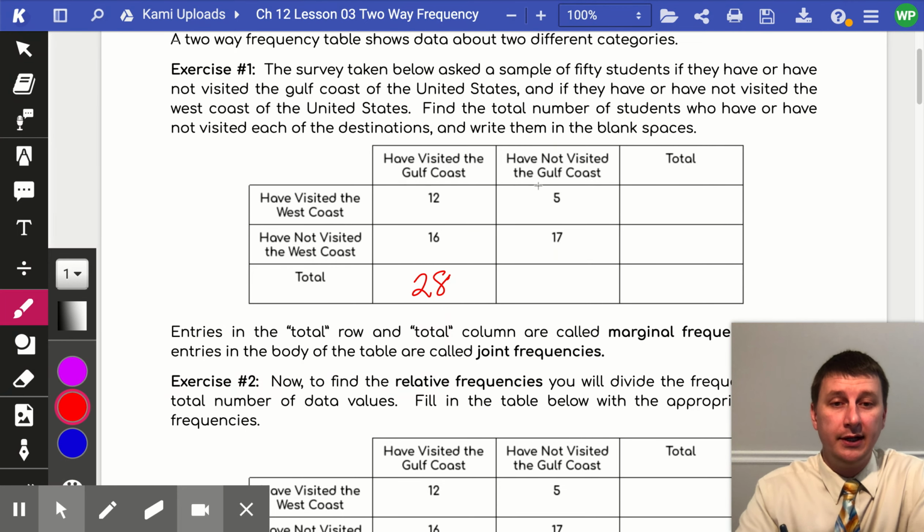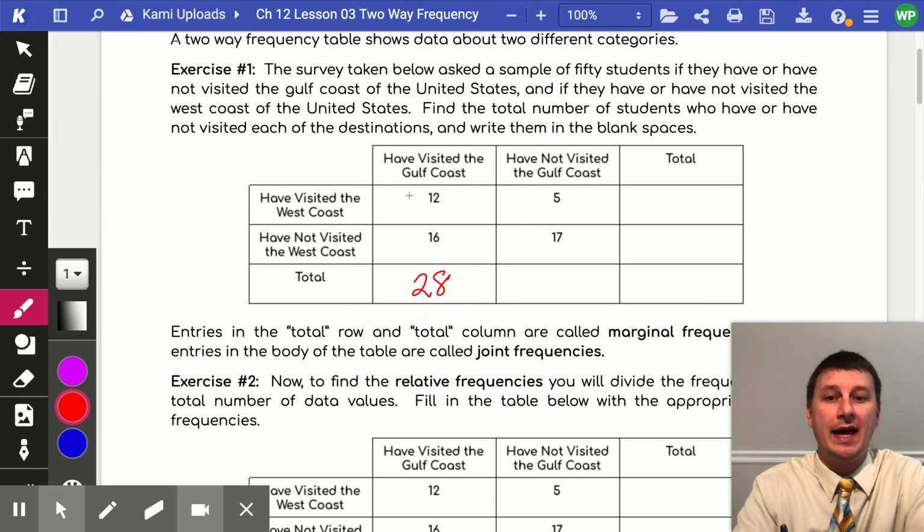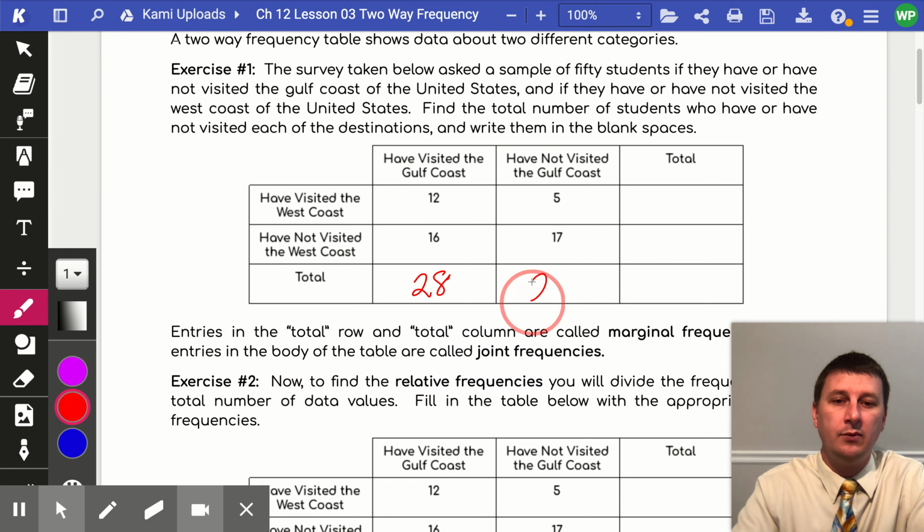Now, over here, we're going to look at 5 students who have not visited the Gulf Coast but have visited the West Coast, and 17 students who have neither visited the Gulf Coast nor the West Coast. So the total number of students that have not visited the Gulf Coast, we add the column straight down, 17 plus 5, and we'd get 22.